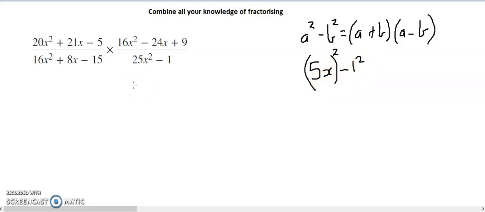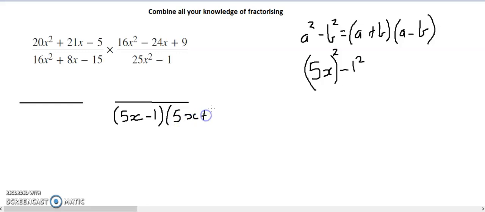So that helps me out now because now I'm able to simplify that. So I'm just going to put my bracket lines and I'm going to solve it. So I know I must have 5x minus 1 and 5x plus 1. And that is my first equation done. Let's look at the second one.